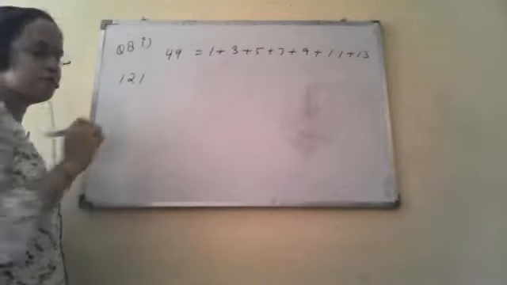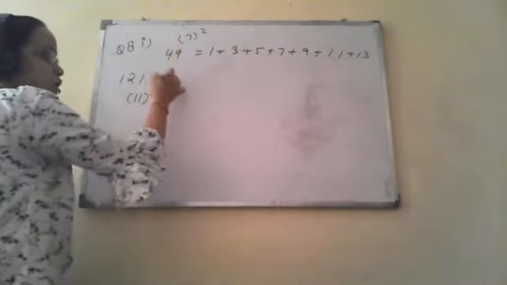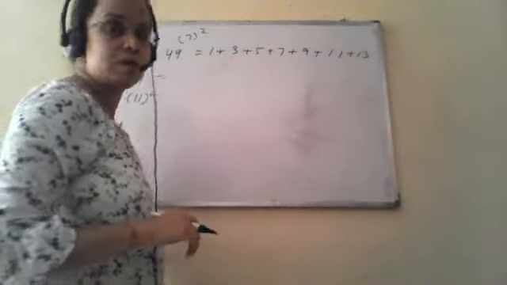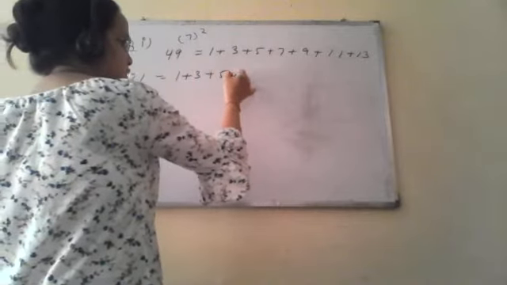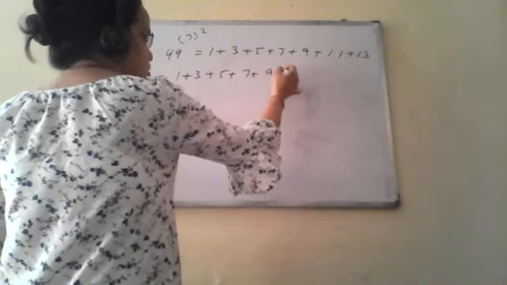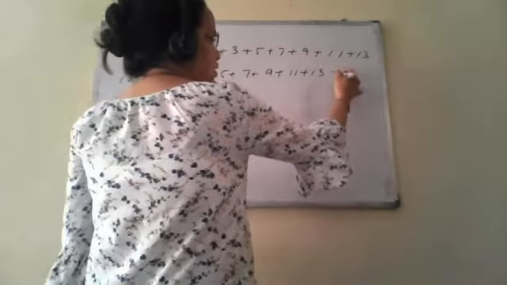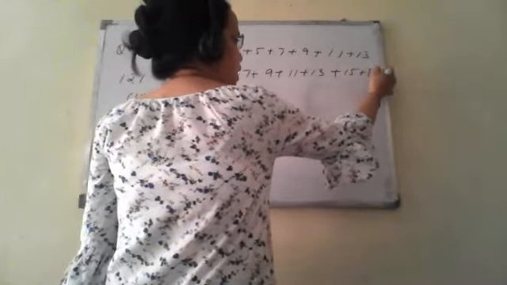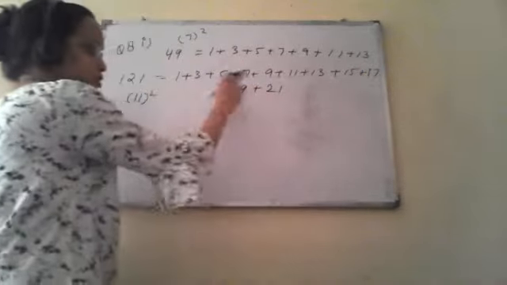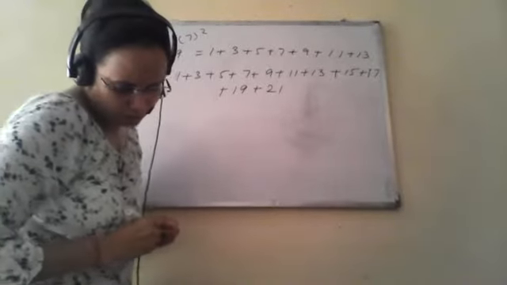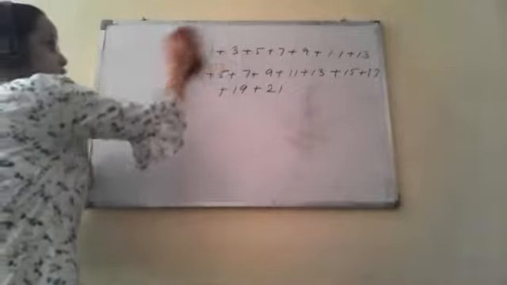Similarly, the next number is 121. It is a square of 11. It is 11 square, and that was 7 square. So I have to express it as a sum of the first 11 odd numbers. This is 1 plus 3 plus 5 plus 7 plus 9 plus 11 plus 13. There are 7, then 8, 9, 10 and 11. So this is the sum of the first 11 odd numbers.